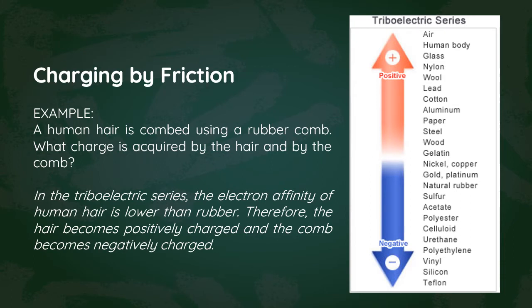Since human hair has lower electron affinity, it has lesser tendency to attract electrons, therefore the hair becomes positively charged. And since the comb is a rubber comb, with higher electron affinity, it becomes negatively charged.